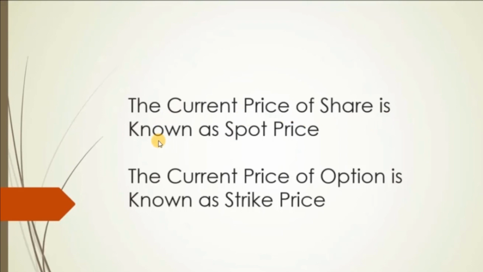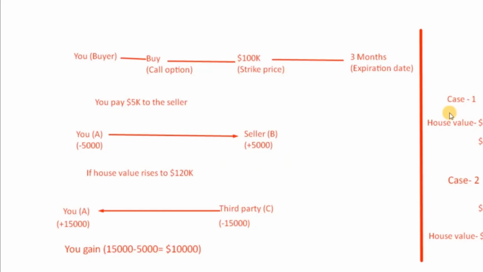The current price of the share is known as spot price, and the current price of option is known as strike price. Strike price can be high or low of the spot price. For example, in case 1, the price of house decreased to 90k from 100k, so the spot price is 90k, and in case 2, the spot price changes to 120k, but the strike price is 100k, that is the agreed price at which the option can be exercised.